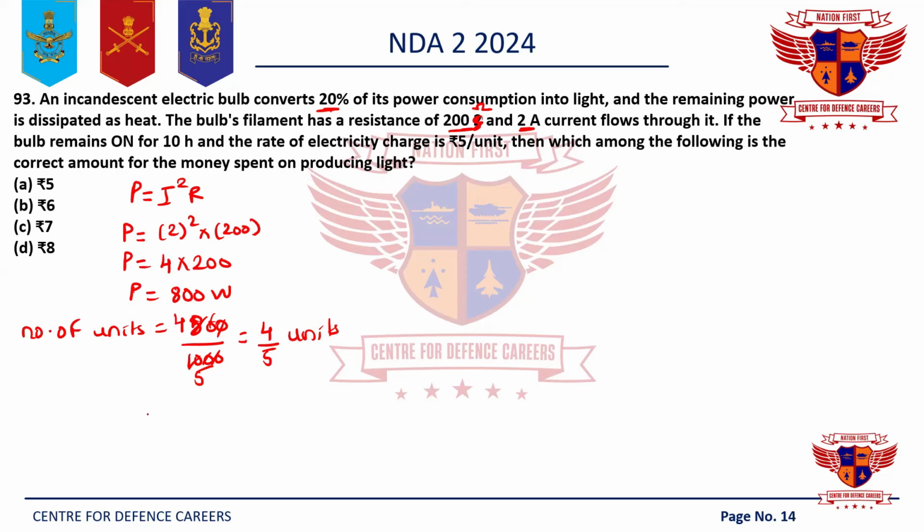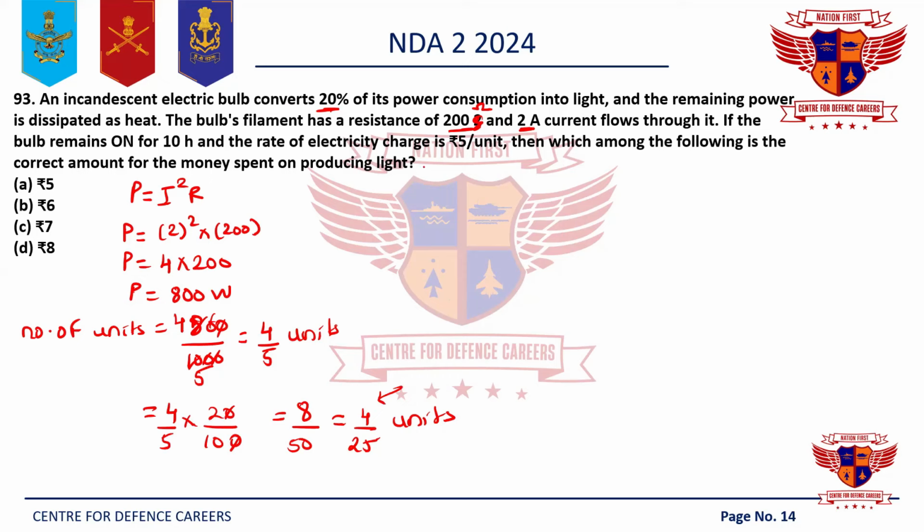So 20% will be 4 by 5 into 20 divided by 100, as 20% can be written as 20 divided by 100. Now the zeros cancel out. So we get 8 divided by 50, which we can write as 4 divided by 25. So out of the 4 by 5 units, only 20% is actually useful, and we have to only find out the value of producing light. So we have taken 20% of it, which we get as 4 divided by 25.